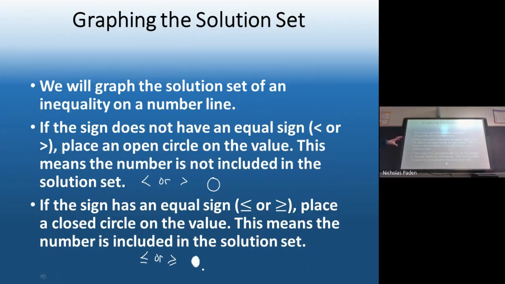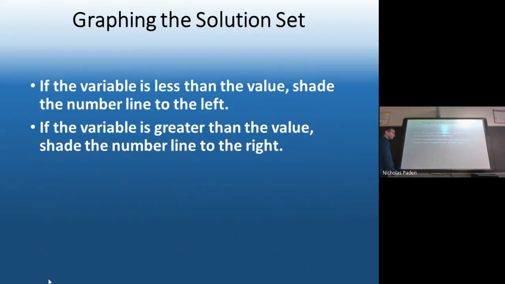And I'll explain what those mean, why there's a difference between an open circle and a closed circle, when we look at some of our examples. But that's the first thing that we do. We place the open or closed circle on that number that's in our solution set. And then we've got to shade our line.